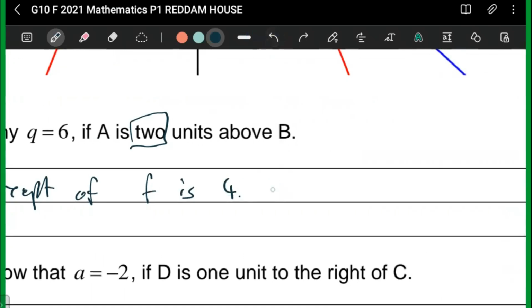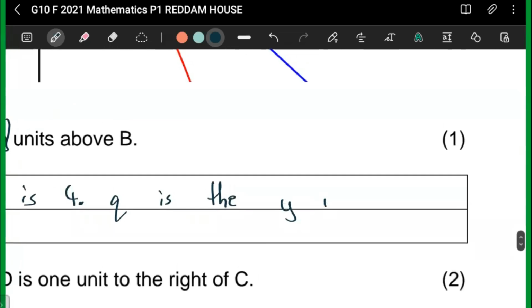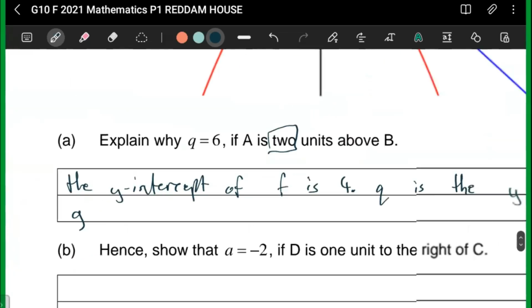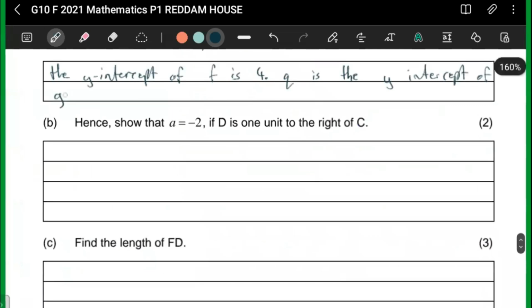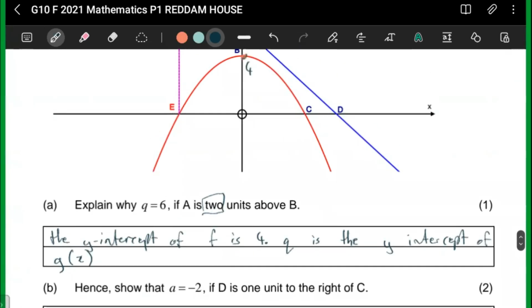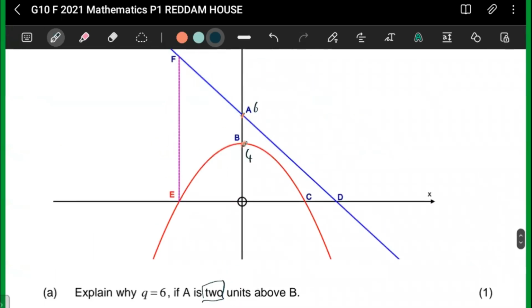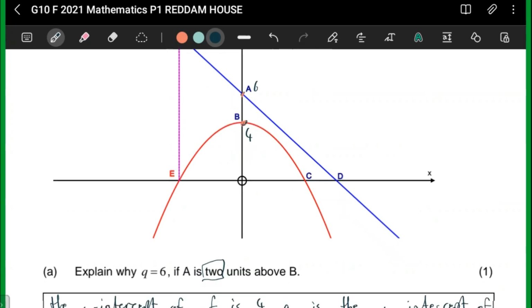And then here you can say, Q is the y-intercept of the graph of G. That is the reason why this is a 6, because if this is a y-intercept and this is a y-intercept, 2 up is just going to give you a 6. So nothing major there. So let's move on.